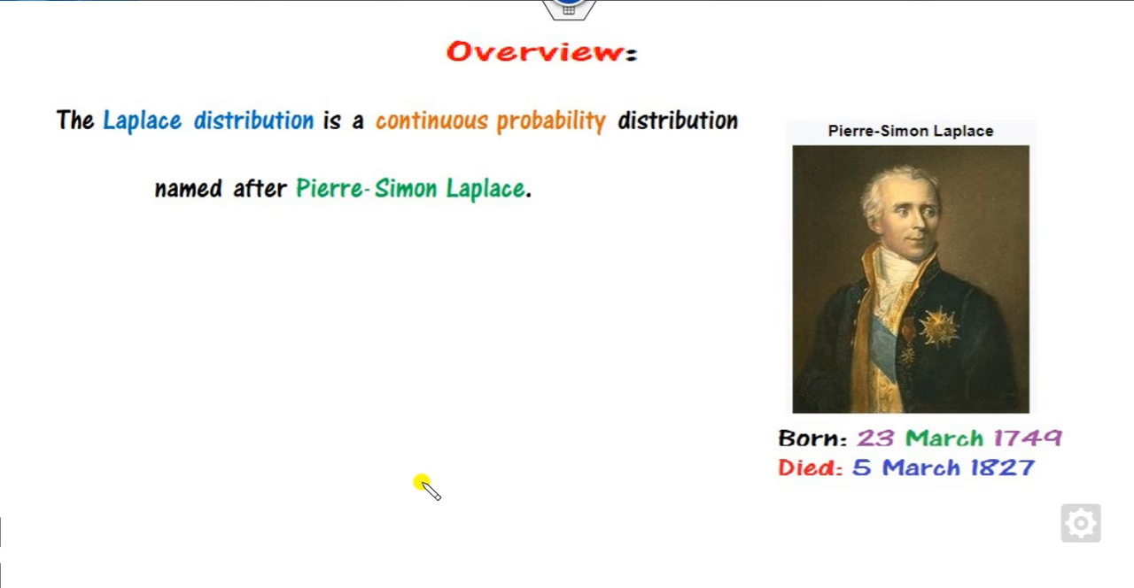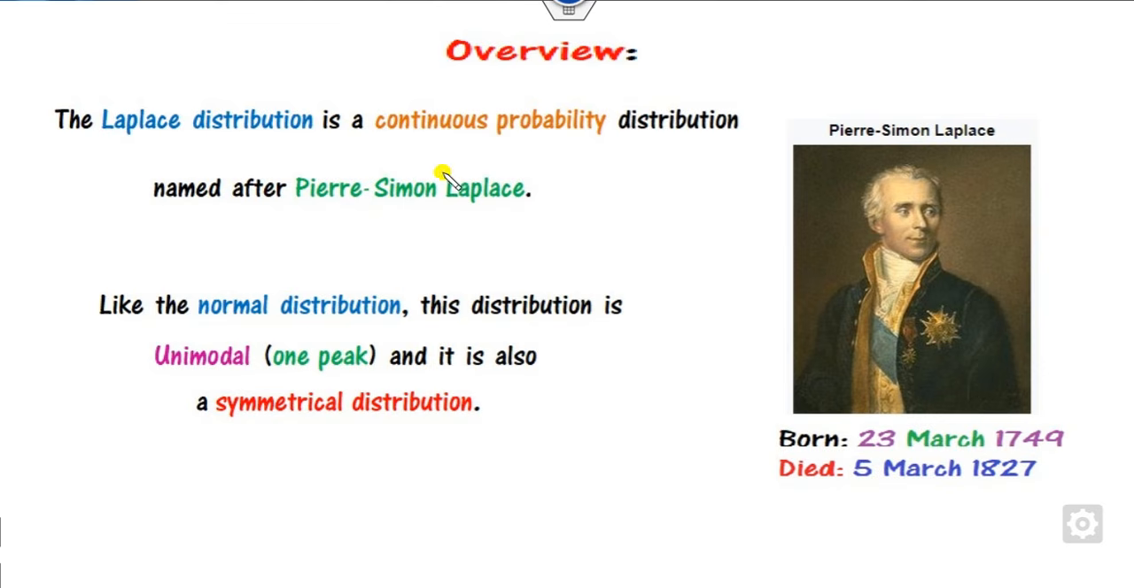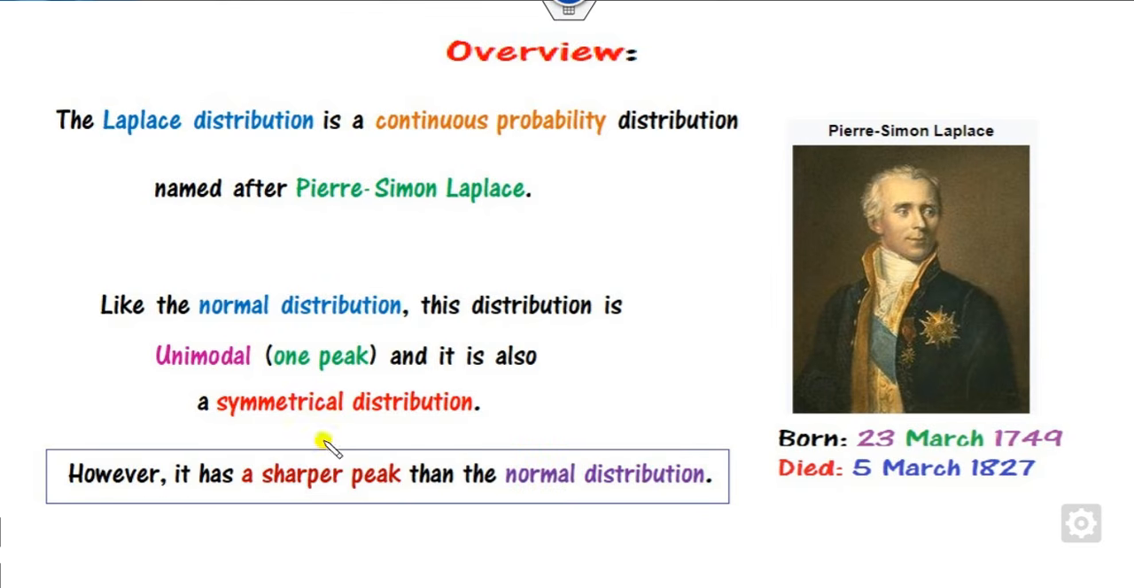So what is the overview of the Laplace distribution? It is a continuous probability distribution defined by P.S. Laplace. The major feature of the Laplace distribution is that it is just like the normal distribution, as it has only one peak, that is called unimodal, and it is a symmetric distribution. But the difference between the normal and the Laplace is that the Laplace distribution has a sharper peak than the normal distribution. We will see this in the graphical representation in a couple of slides.